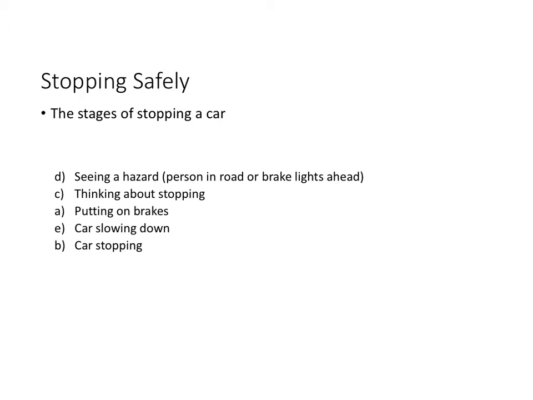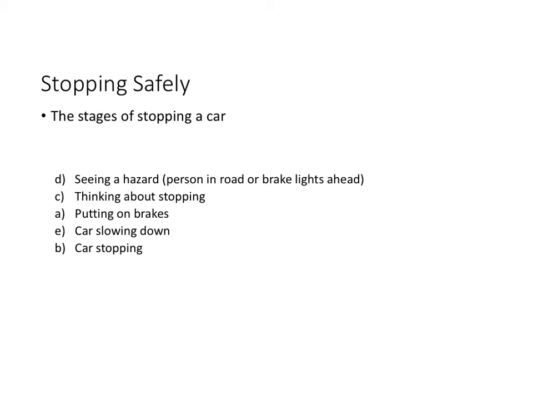So, the stages of stopping a car. We're driving along, we see a hazard, so it's a person in the road or brake lights ahead. We think about stopping. We've got to process what we see before we start putting the brakes on. This would be our thinking distance. And then the next three: putting on the brakes, the car slowing down and the car stopping. Up until that point, sorry, not stopping, this is our braking distance.